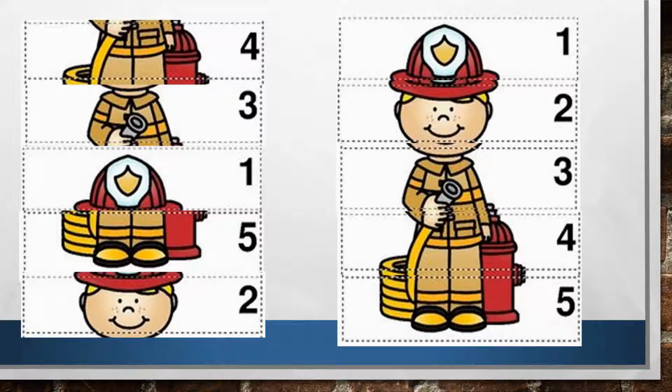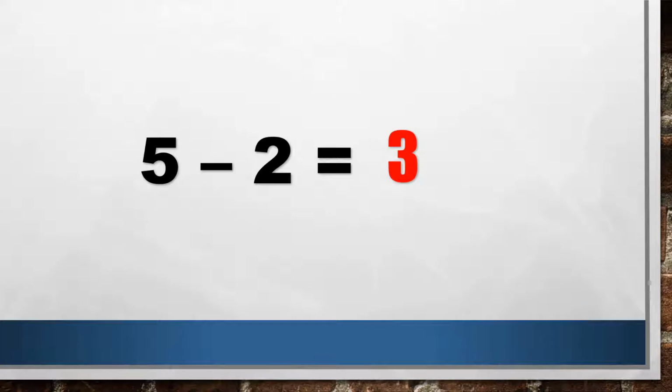So children, here is the ready fireman. One sum of subtracting: 5 minus 2, answer is 3. So 5 minus 2 is equal to 3.